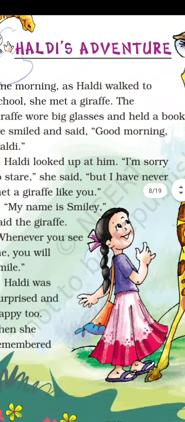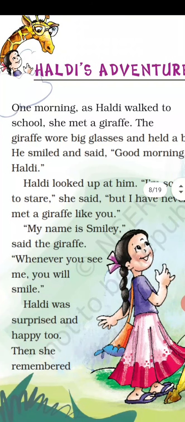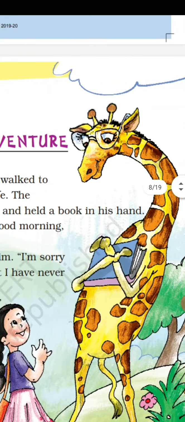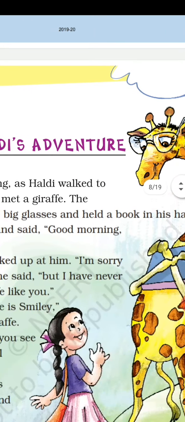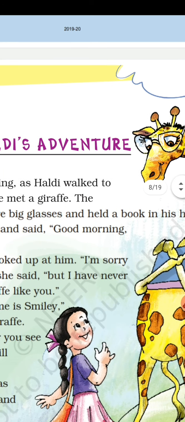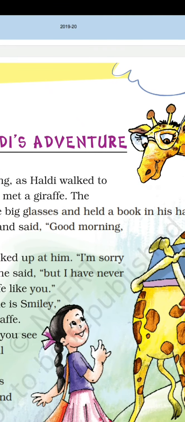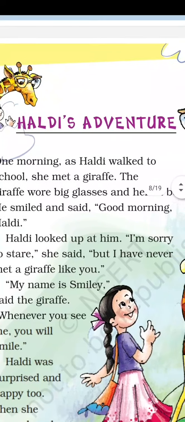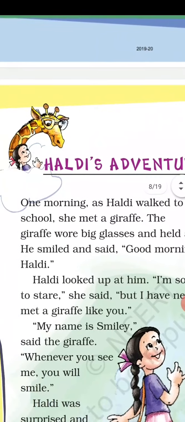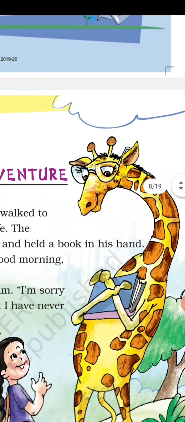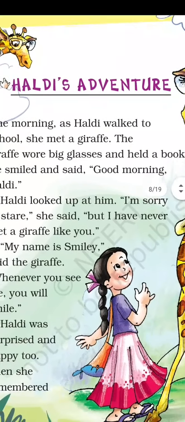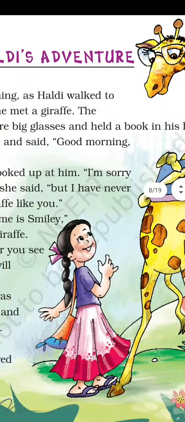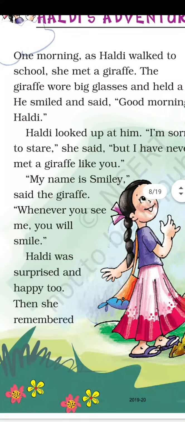You could also write, Haldi stared at him because the giraffe wore, see the third line, big glasses and held a book in his hand. Because it was really funny, wasn't it? Giraffes don't hold books. Giraffes don't wear spectacles, right? So it was funny for her, so she looked at him. She stared at him. So there could be two answers. One is, she stared at him because the giraffe wore big glasses and held a book in his hand. You can write this answer, or you can also write that Haldi stared at him because she had never met a giraffe like this before.